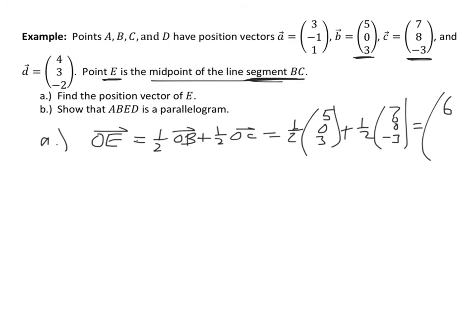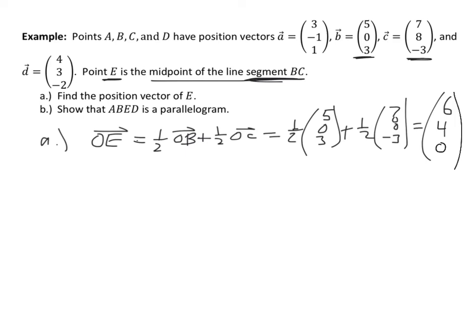Here I'm going to have 1/2 of 0 is 0, and 1/2 of 8 is 4. So when I add those together, I get 4. And finally, I've got 1/2 of 3 and 1/2 of -3. When I add those up, those are opposites, so that turns into 0. So that's OE. Okay.